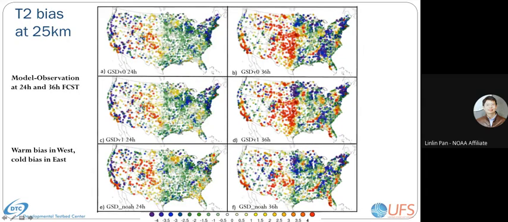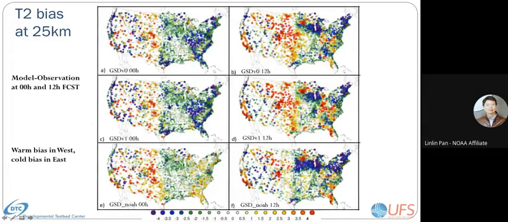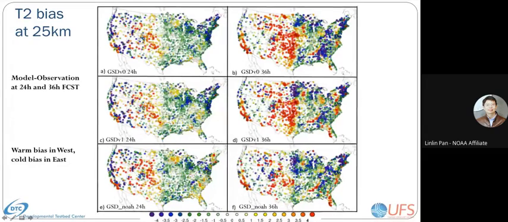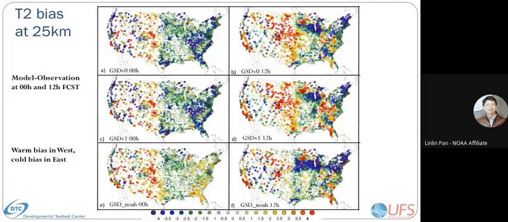Similarly, we have a 24-hour forecast and a 36-hour forecast. The pattern still is positive on the west side, then the eastern side has negative values. For 36 hours, you have more positive at the central US. We can see the RUC and the Noah land surface models have different impacts on the T2 bias. Similarly, the 12 hour and 36 hour are similar, and the 0 hour and 24 hour have a similar pattern, so we can see the diurnal cycle inside.